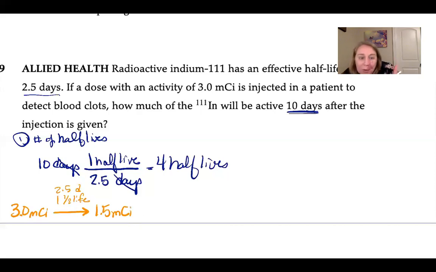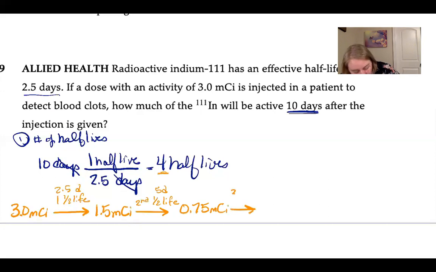But that's only 1 half-life. I figured out I have to go 4 half-lives. So I got to do it again. So this is my second half-life. And at this point, I've gone about 5 days. So after 5 days, I have to take that 1.5 and divide by 2. I get 0.75 millicuries. But I've only gone 2 half-lives, so I got to do it again.